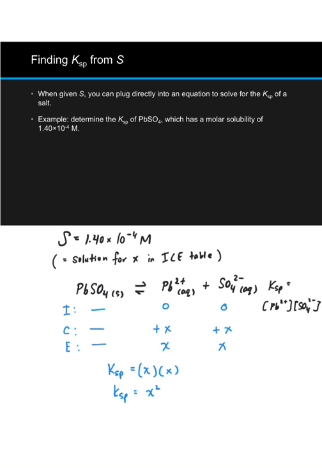The KSP is X squared. Our molar solubility tells us that anywhere we see X, though, we can plug in this value 1.4 times 10 to the minus 4. So in this expression down below, the KSP is equal to 1.4 times 10 to the minus 4 molar squared. This works out to be 1.96 times 10 to the minus 8. The KSP for PbSO4, therefore, must be 1.96 times 10 to the minus 8.